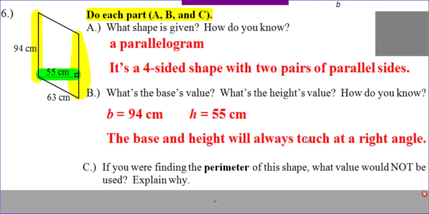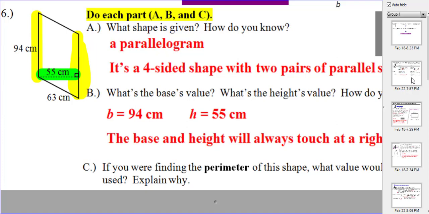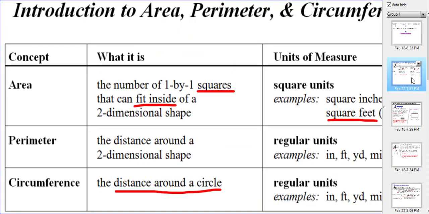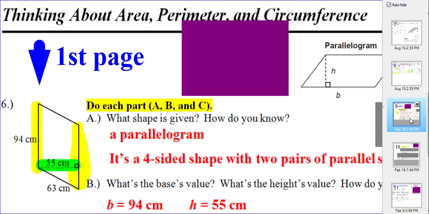Again, if I go too fast, feel free to hit pause in the video, write things down. Part C, if you were finding the perimeter of this shape, what value would not be used? All right, you have to go back to the first page of the guided notes. And when you do that, you're going to see a reminder on what perimeter means. It's the distance around the two-dimensional shape. So that's only going to use the outer edges of the two-dimensional shape.